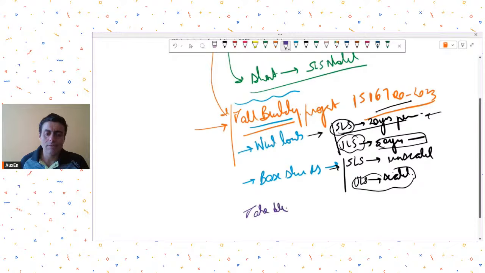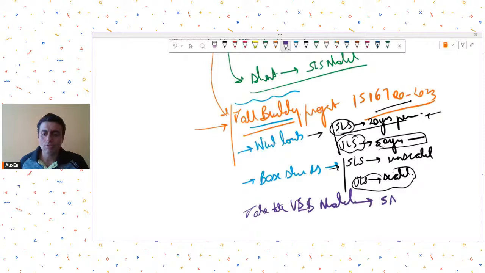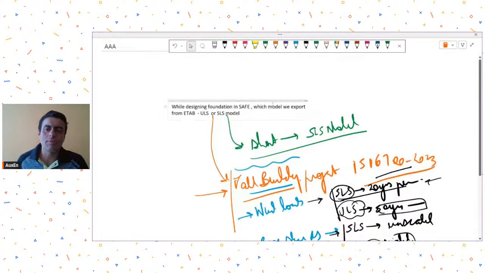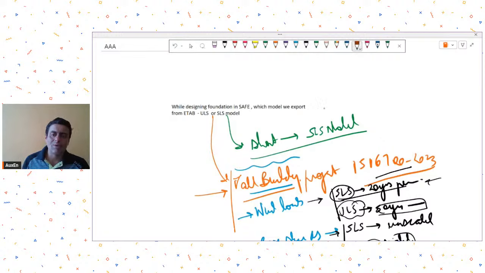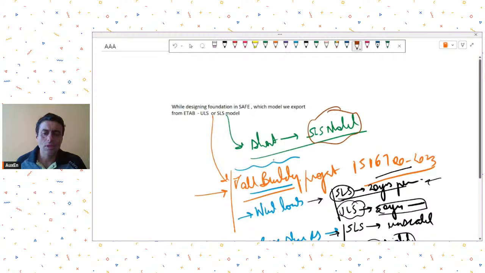take the ULS model to export to SAFE for foundation design. Okay. So the short answer would have been, if it was not a tall building, if it was a normal building where you had not separately applied wind load for a 20-year return period, or had not followed the specific requirements, you could have taken the SLS model also. But in tall buildings, you should take the ULS model due to these reasons.